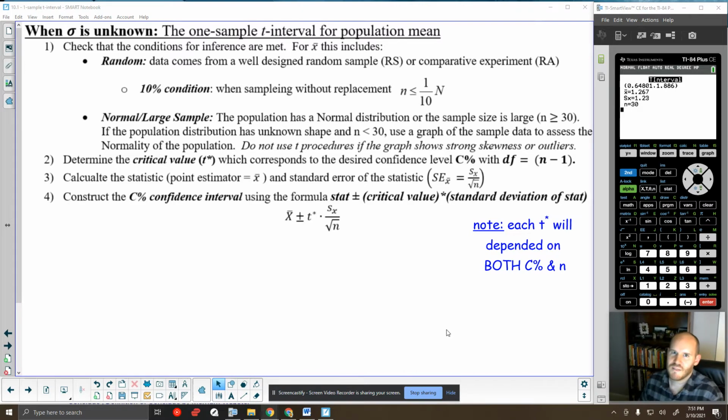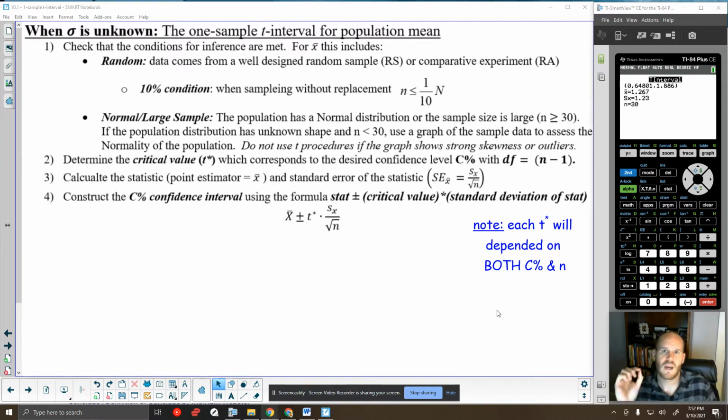Hi, AP Statistics. So I'm here to quickly go through two examples of the one sample t interval for estimating a population mean. We've already developed these procedures in class. I just want you to have a video so that you can see exactly how to conduct this procedure to generate an estimate for a population mean using your calculator.